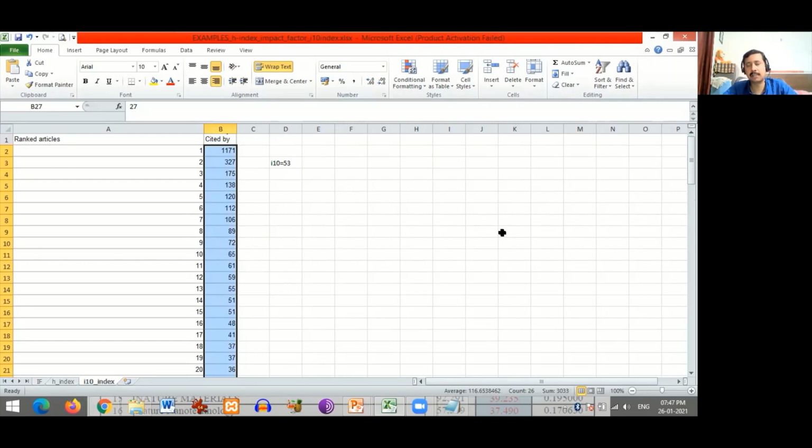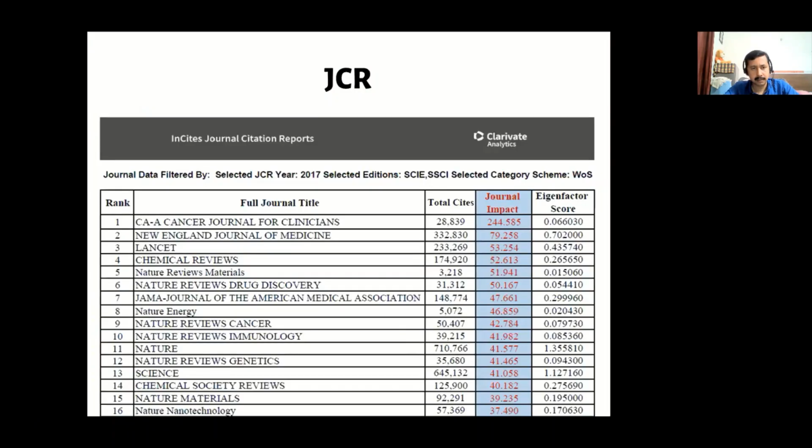So H index measures the consistency in receiving citations for articles. In order to increase the H index, an author has to increase both productivity and impact. That means an author has to publish more number of articles and receive more number of citations for each of the articles published. That's about H index and I-10 index, journal impact factor.